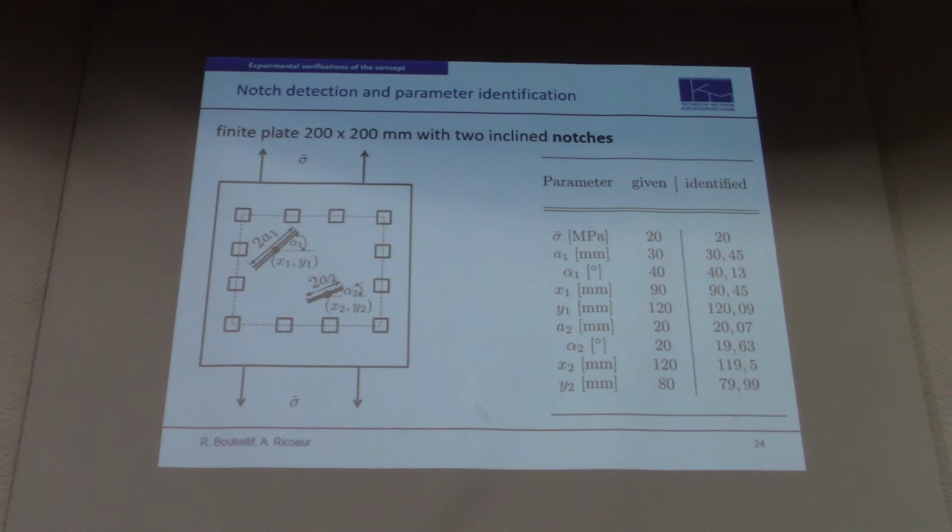Another example is a finite plate with 2 notches, and the unknown parameters are here the boundary load, the crack length, the crack inclination, and the crack positions, and another crack length for the other crack. And we can see also that the given problem and the identified results are in agreement.